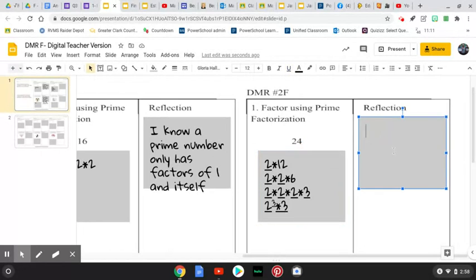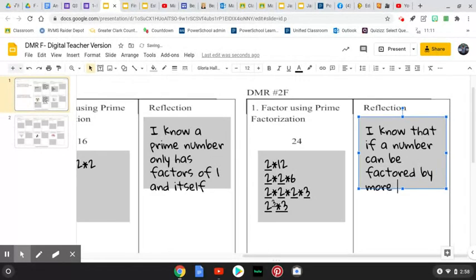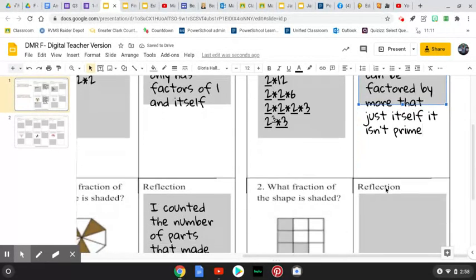That is prime factorization. I know that if a number can be factored by more than just itself, it isn't prime. Let's go to the bottom.